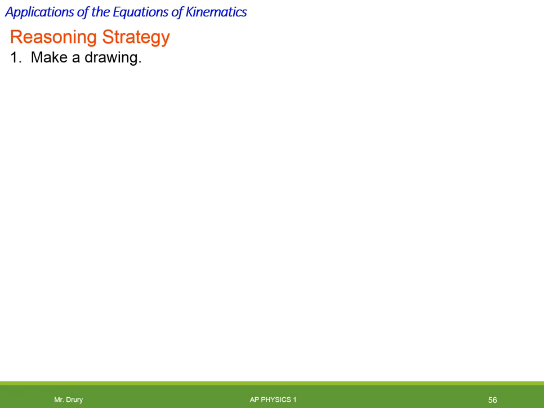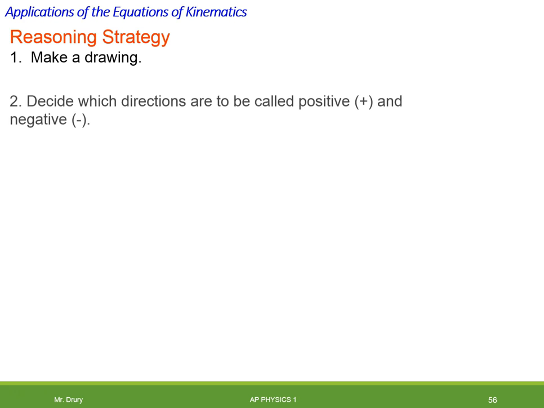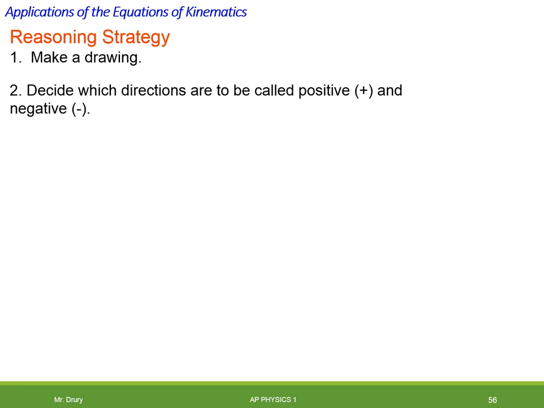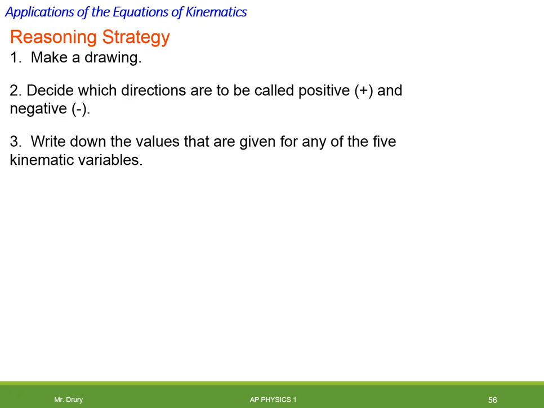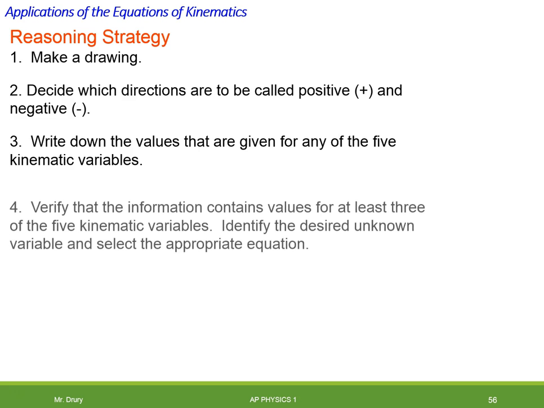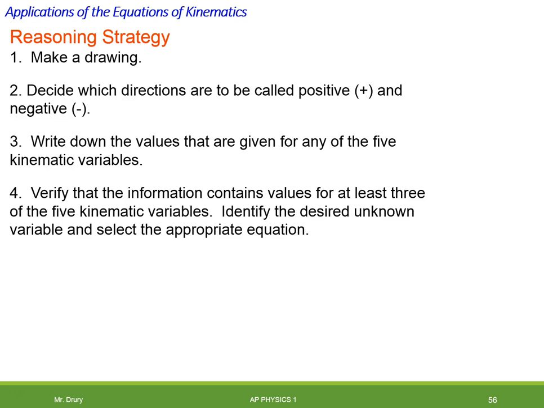You want to make a drawing. Decide which directions you want to call positive and which to be negative. It's completely up to you, but once you make the decision, you have to kind of stick with it. Write down the values that you know and what you want to know. And then when you're going through your ideas of what equation to use, you have to actually pick one in which you know at least three of the variables.